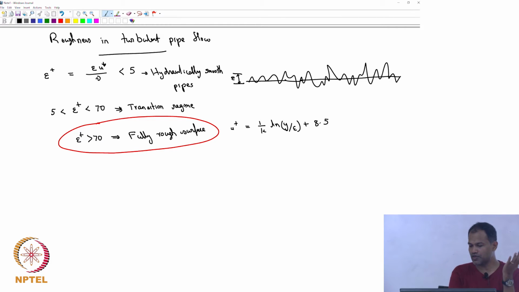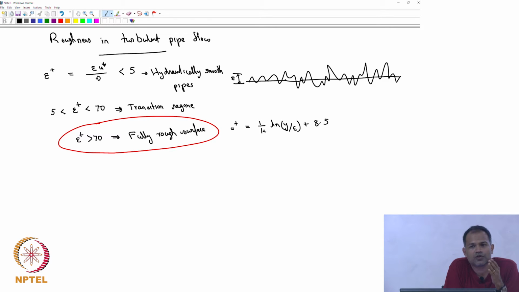One thing that you can notice is that when we talked about the wall layer, we had defined a y plus as y u star by nu. There was no real length scale characterizing it, so we just defined it as y u star by nu. But now when you talk about the roughness, you have brought a new length scale into the system. That new length scale is epsilon. So it turns out that you can define u plus in terms of a non-dimensional quantity, which is y by epsilon. Everything else, the numbers like k, 8.5, are all determined from experiments. You can't do much about it.